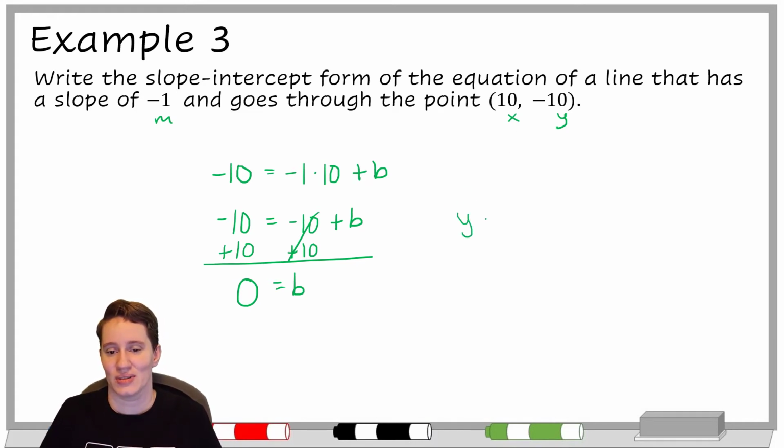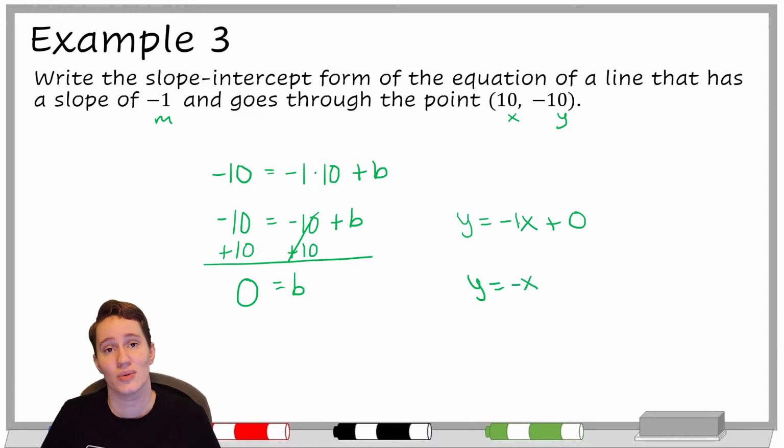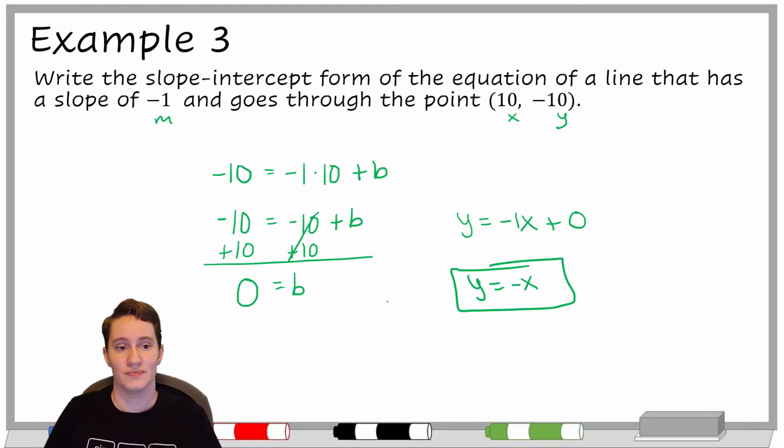So we get y equals, you could write -1x plus 0, or an even better way to write it would be to just say y equals -x, because we don't need the 1 in front of x, we don't need the plus 0, but both answers are technically correct.